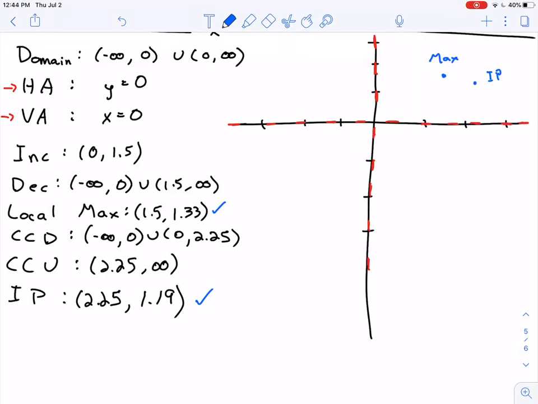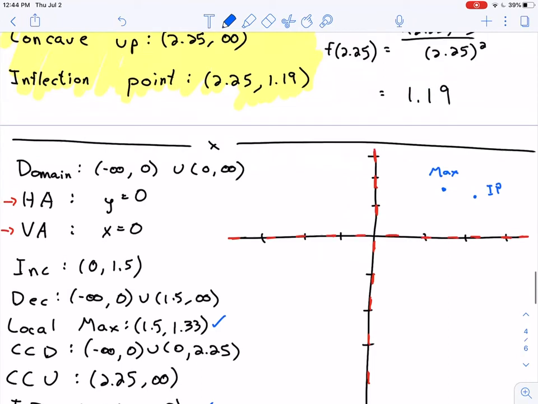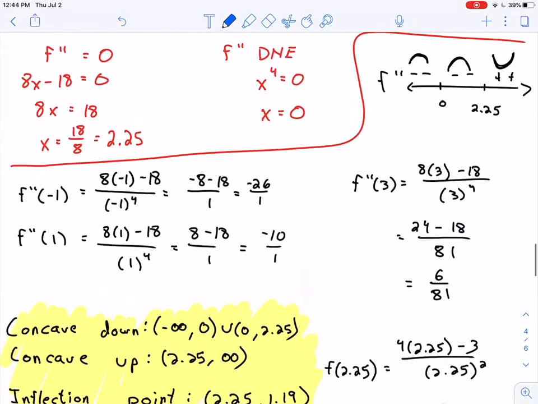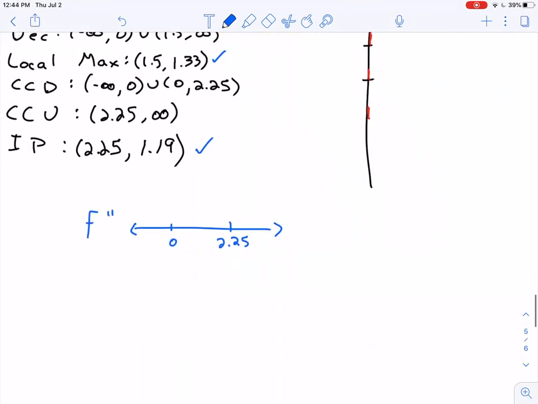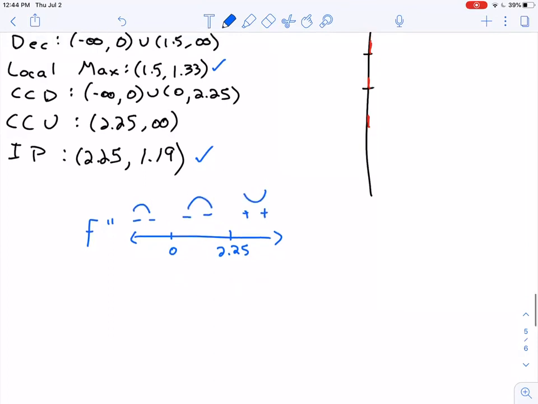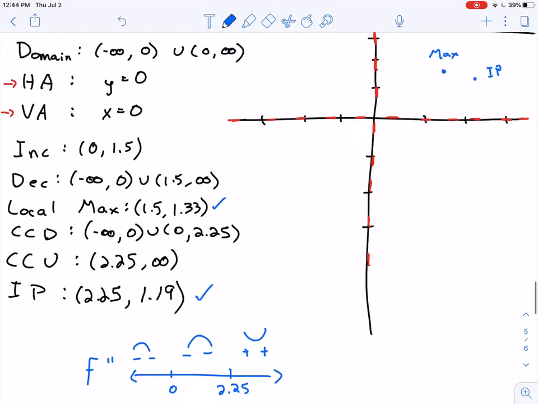Remember our sign chart for f double prime, we said we had 0, we had 2.25. This is really what I'm interested in looking at. And we said it was negative on the left 2 intervals and positive on the right interval. So our function is concave downward over here.